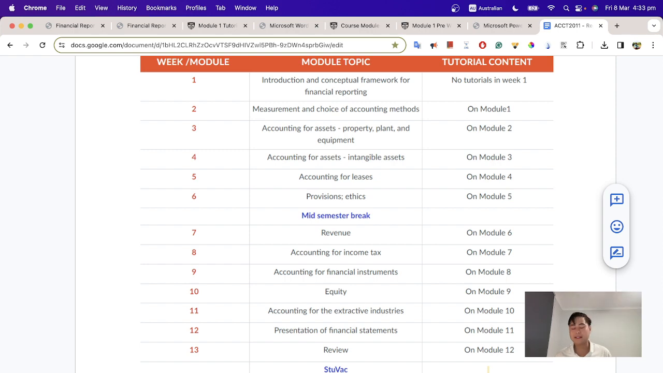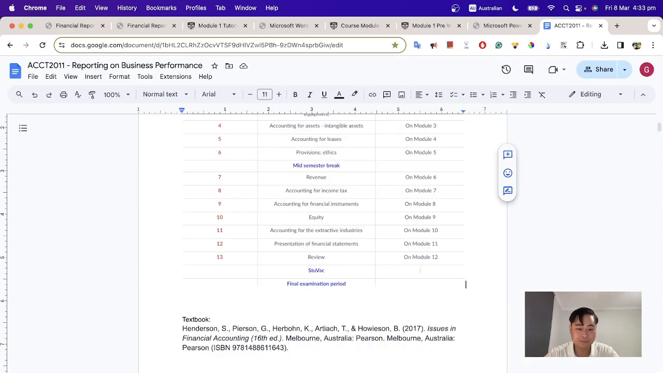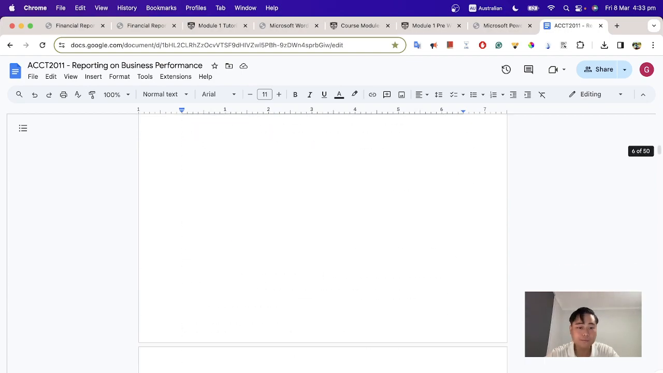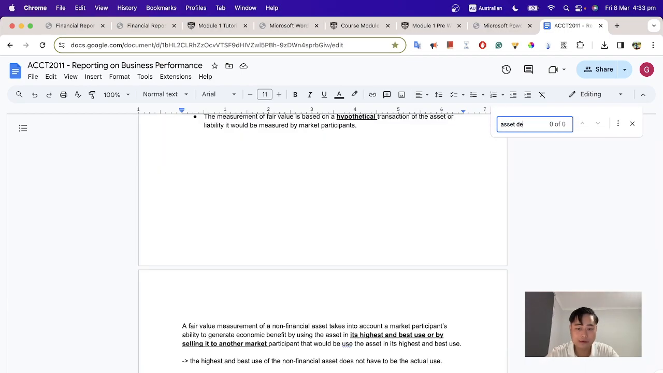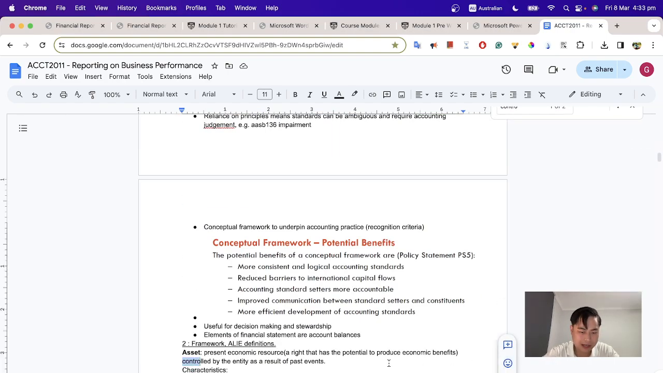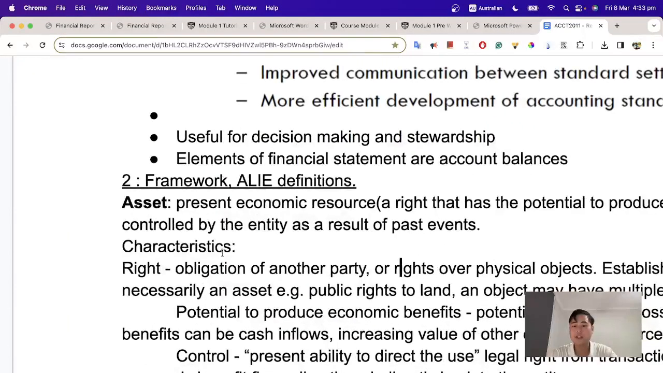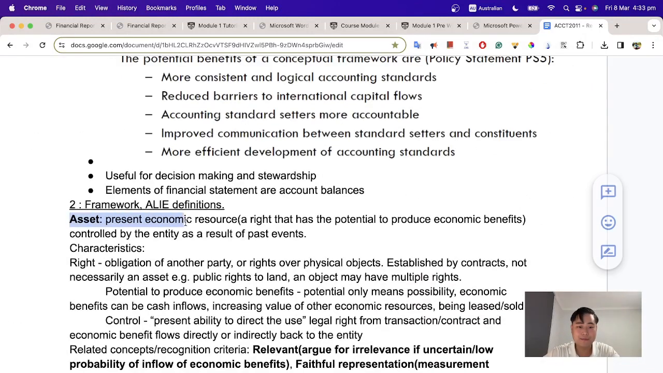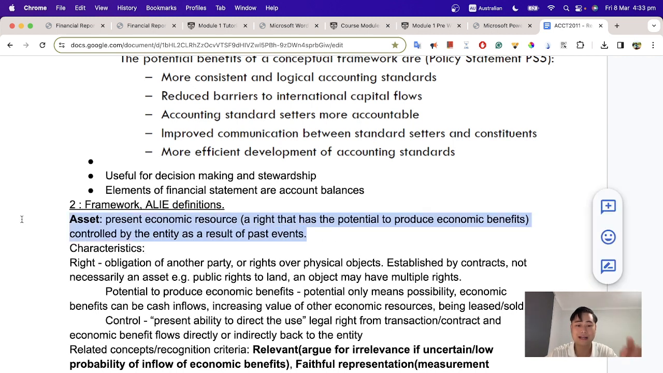Once again, remember the definition for an asset. What is the definition for an asset? We have it written down somewhere. Asset definition. Do we have it? Okay, here is the definition of an asset. An asset is a present economic resource, a right that has the potential to produce economic benefits. That's what a present economic resource is. Controlled by the entity as a result of past events.